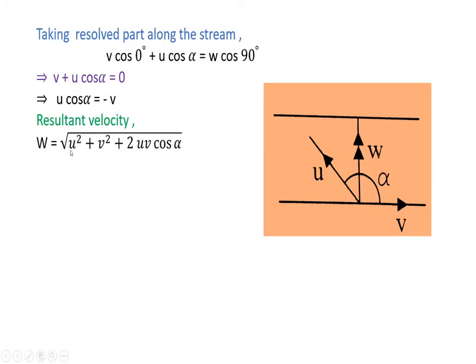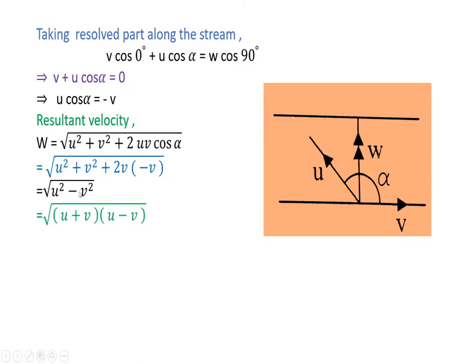The resultant velocity w equals root over u square plus v square plus 2uv cos alpha. If we put the value u cos alpha equal to minus v, then we get u square plus v square plus 2v into minus v. Here u square and v square remain unchanged, but 2v into minus v equals minus 2v square. So after calculating we get u square minus v square.